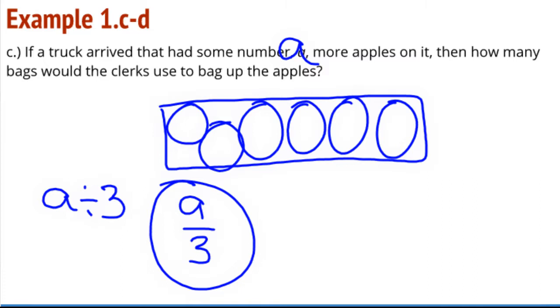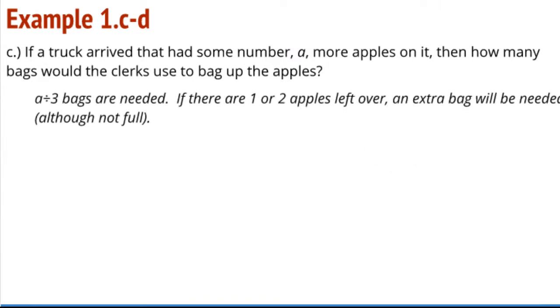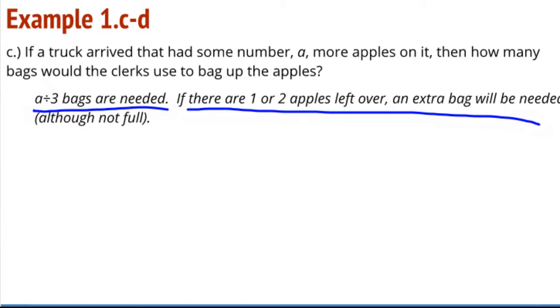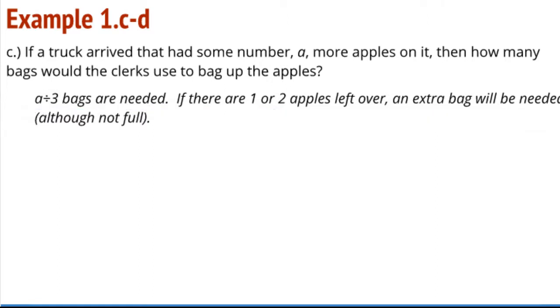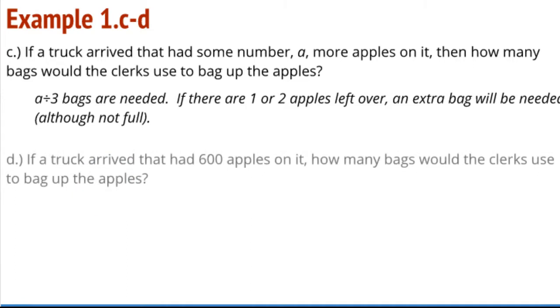And it's interesting, if I have a multiple of 3 for the apples, in other words, if it divides evenly, I won't need any extra bags. I won't need any more bags. If I've got 1 or 2 apples left over, I'm going to need an extra bag. So A divided by 3 bags are needed. And if there are 1 or 2 apples left over, an extra bag is going to be needed. Although the bag's not full, we're not going to let the apples just sit there and rot. We'll give somebody a 1/3 or 2/3 price.